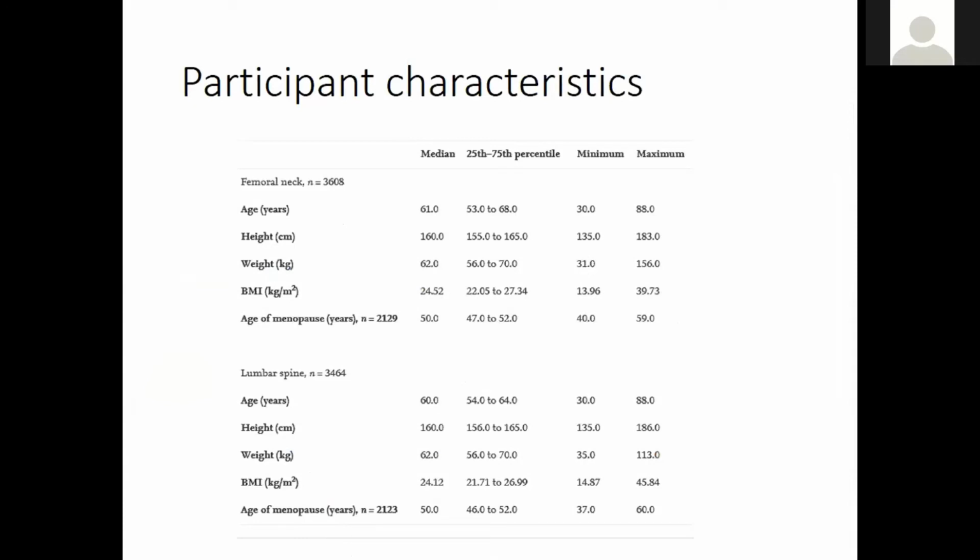So just a slide showing you the typical characteristics of the women that participated in this study. You can see that the results are very similar for the femoral neck in the top panel and lumbar spine in the bottom. And broadly speaking, the median age was about 60 years, BMI 24.5, very similar for the two scans.